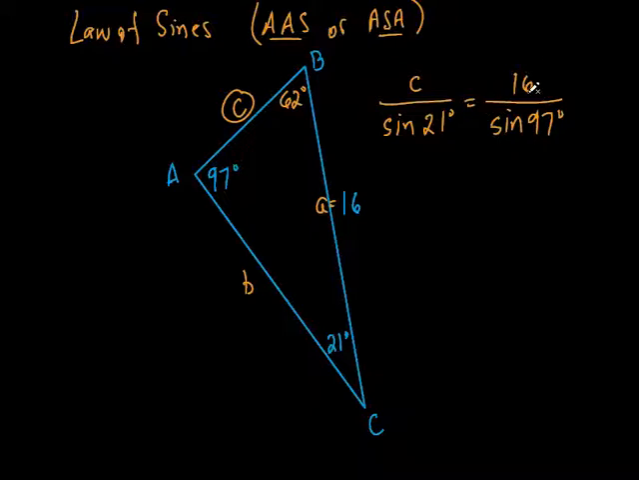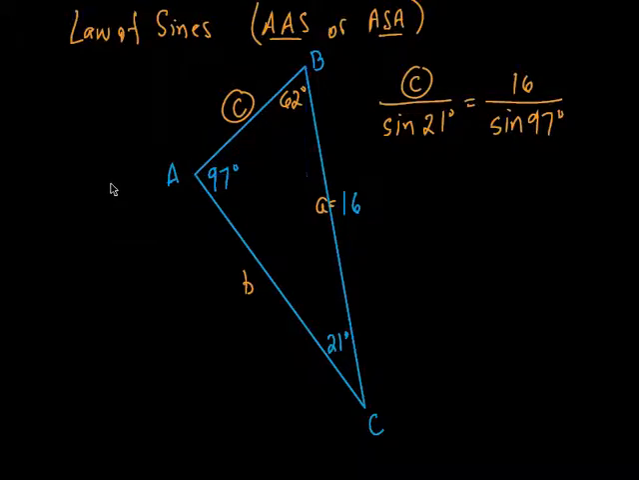Now this, you've got to know three of the four things, right? You know the sine of 21, that's just a number you can stick in a calculator. You know 16, right? You can put that in a calculator. Sine of 97, it's just a number. You know that. What's the only thing you don't know in this situation? C, right? So what are we going to do? What's our math? I want to get C by itself. So what am I going to do?